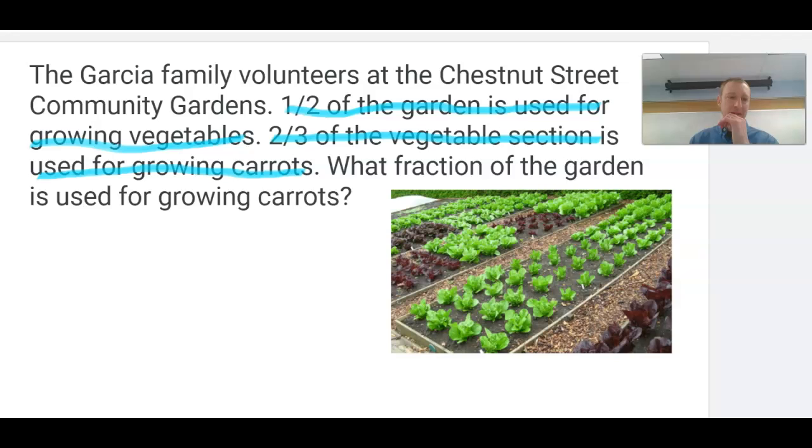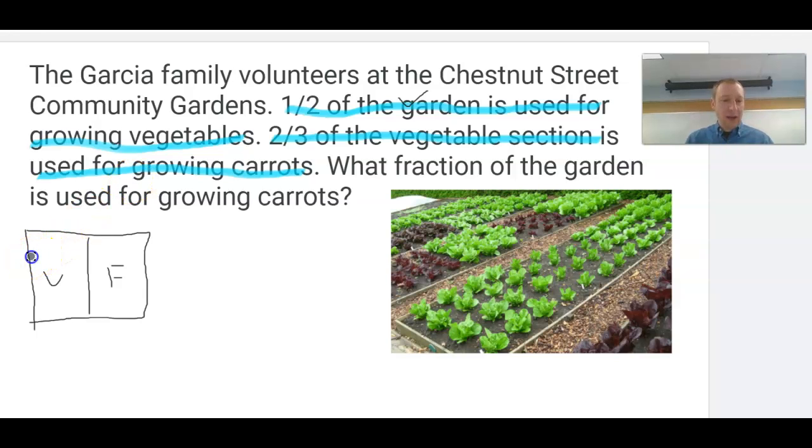So, if we had a garden, let's draw ourselves a little garden. Let's say we had a garden, right? And this is our garden. Well, we see that half the garden is used for growing vegetables. So we could say half of it's for vegetables and maybe the other half's for flowers. So half is used for growing vegetables. Check.